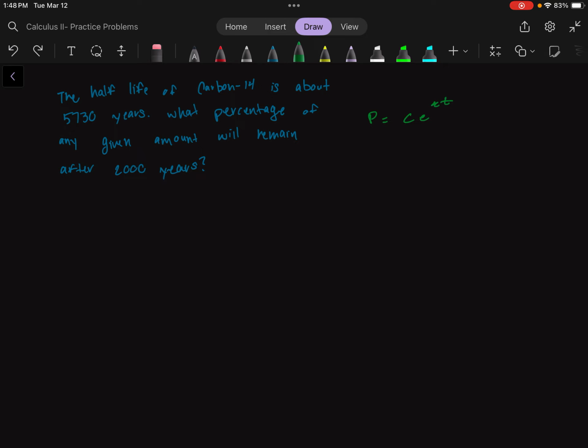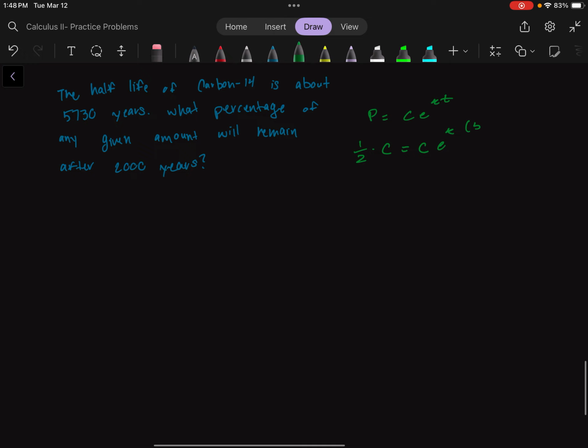We know that half the initial amount, so we don't need to even know the initial amount. We just know that half of C will occur when t is 5,730. It doesn't even matter what C is. We just know that half of C will be present after 5,730 years. The reason why it doesn't matter what C is because they cancel each other in the equation. So we can just use that to solve for k. We're no longer concerned about finding C, right?